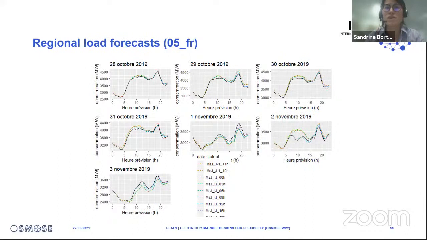So here we have this for the regional scope, which is a very small zone in France. So we have this data for this kind of geographical scope, and we have also this data for substations.